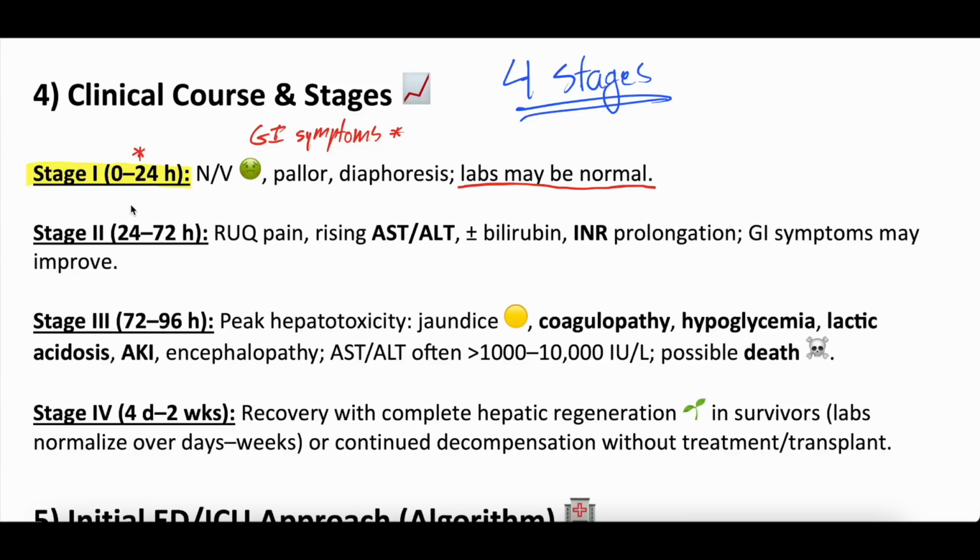Stage 2 is then 24 to 72 hours, or 1 to 3 days. This is when folks start to get sick. You start to get more focal abdominal pain in that right upper quadrant.